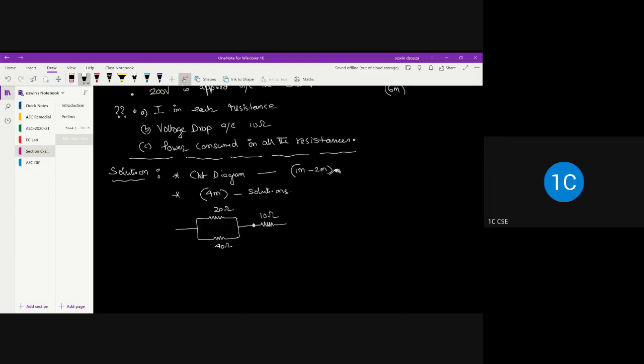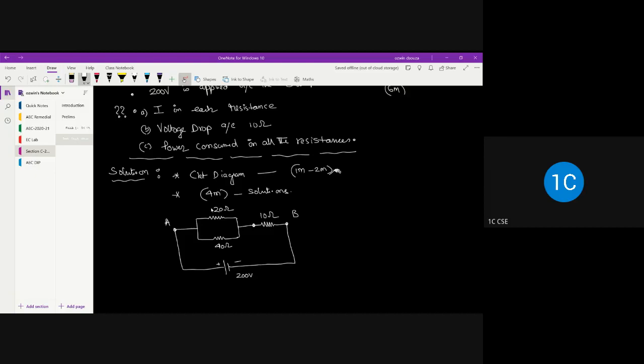connected in series. A voltage of 200 volts is applied across the circuit. Let's say I have terminal A and terminal B. Across terminals A and B, 200 volts is applied. So this is my 200 volts.